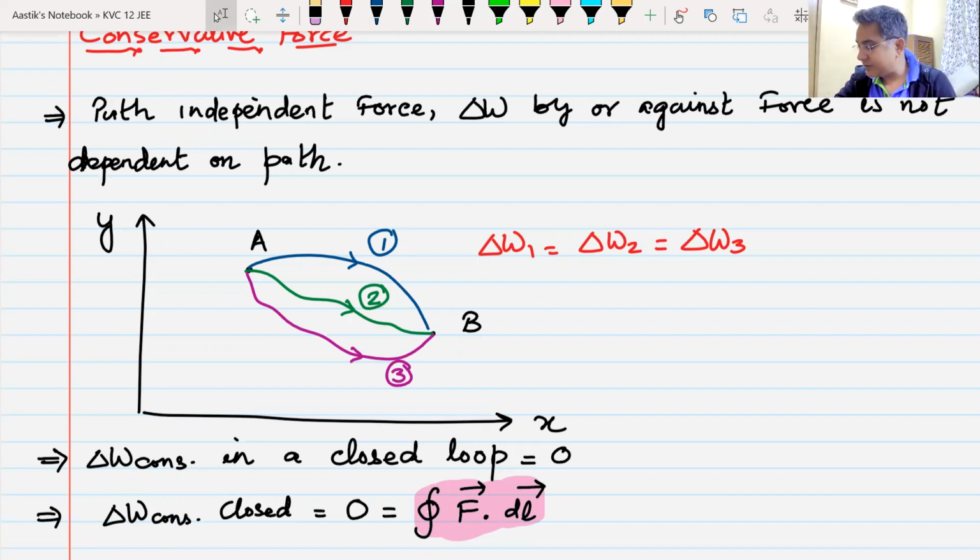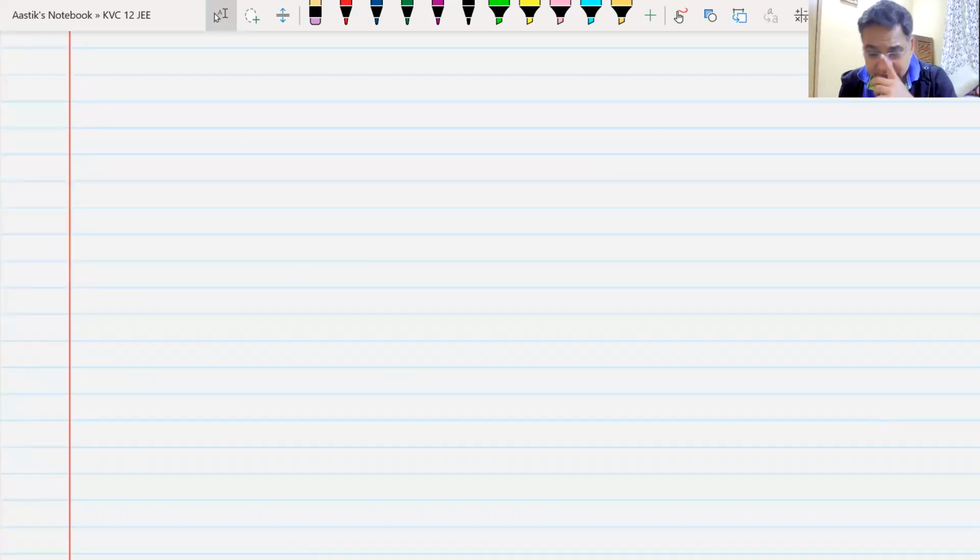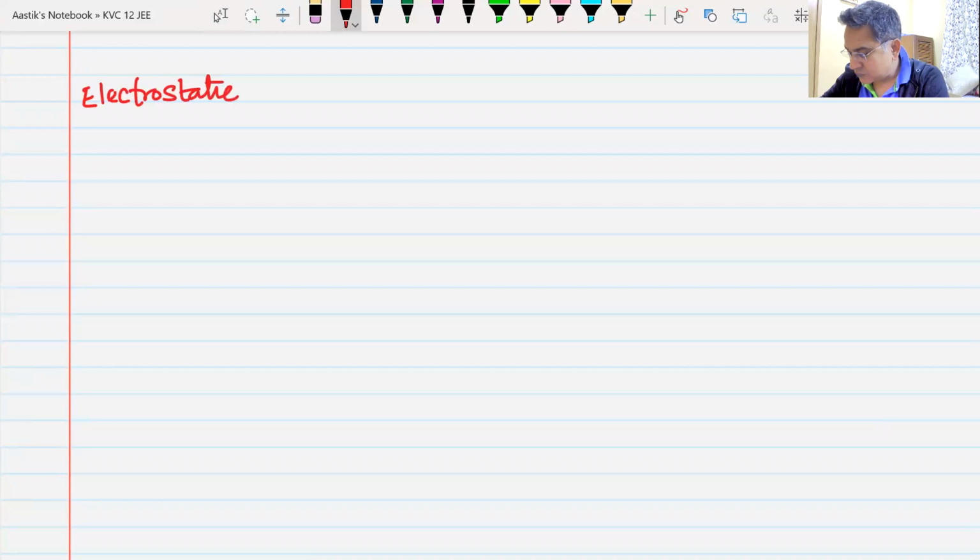Now, what do you mean by this potential energy? Or in this particular case, I am going to call it electrostatic potential energy. In case of gravitation, you will call it gravitational potential energy. In case of spring, you will call it spring potential energy. Let us write the heading: electrostatic potential energy.